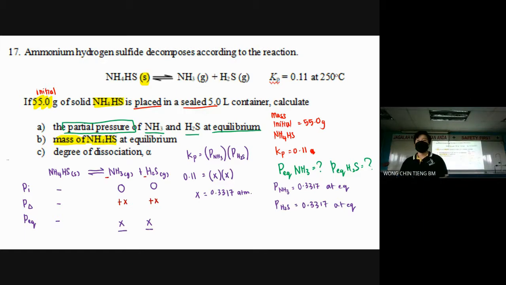Okay. But I think the difficult one is B. How do we get the mass? PV equals nRT. Why? Because we want to find the mole. Okay. The question it wants now, part A is done, yes? Okay. What it wants now in B is the mass of ammonium at equilibrium.